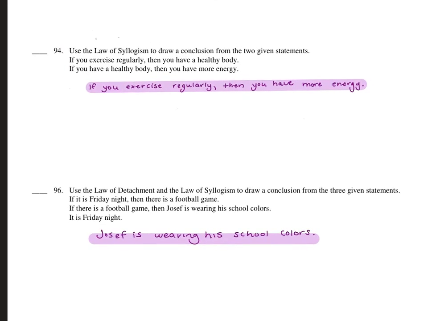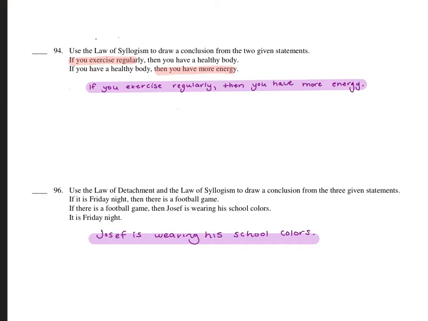Law of syllogism is the if and then. So if you exercise regularly, then you have a healthy body. If you have a healthy body, then you have more energy. The law of syllogism joins the first and the last. If you exercise regularly, then you have more energy, the part that doesn't repeat. 96 was both law of detachment and law of syllogism put together.